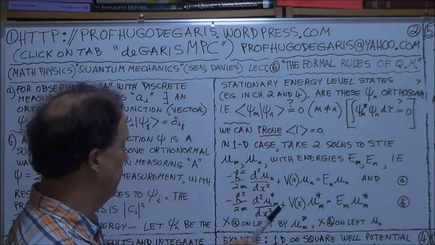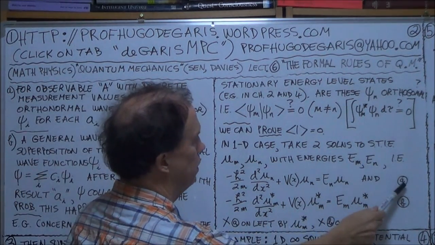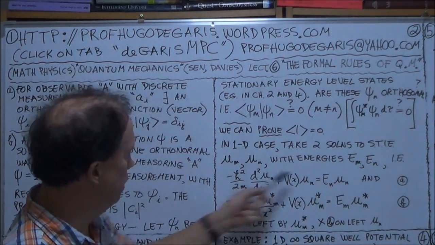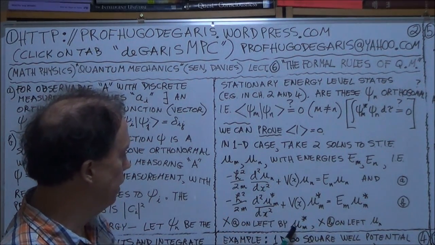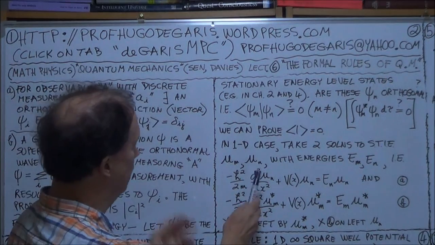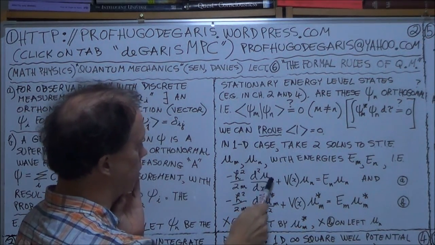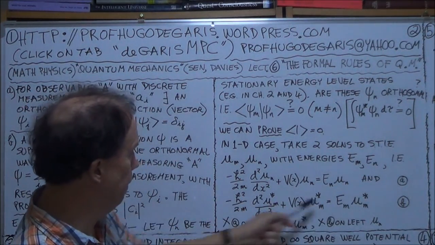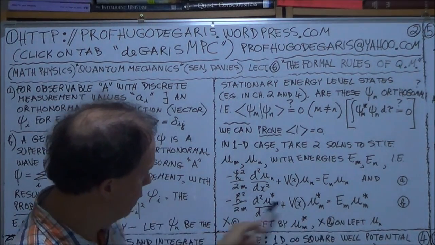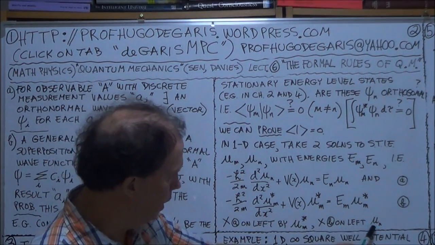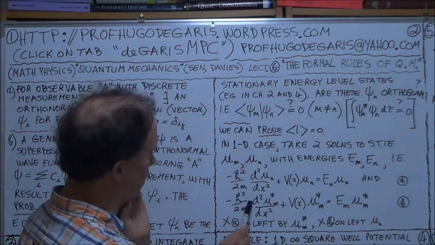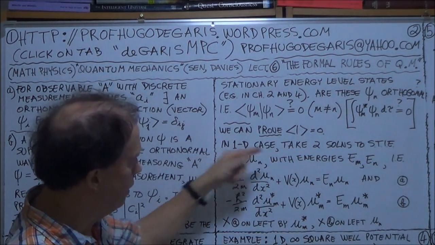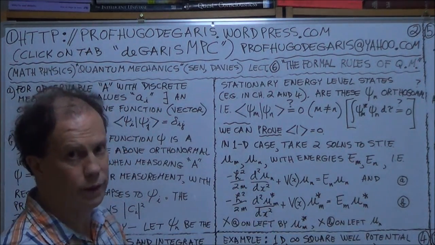Call that equation little a and call this equation little b. Now multiply a, this equation here, on the left by UM star. So you'll have UM star d squared UN and so on. And call this equation b, and multiply b, both sides, on the left by UN. So now you'll have UN d squared UM star and so on. Take those two results, and then subtract them.